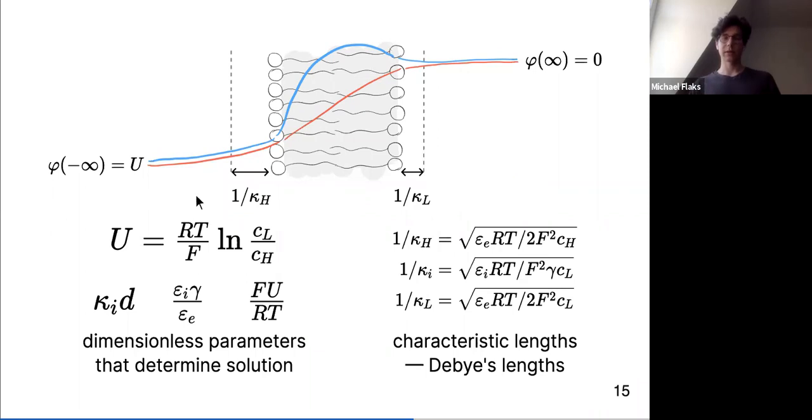However, we were able to identify three parameters which specify the case we need to consider. Those parameters are the ratio of the Debye length inside the membrane to the thickness of the membrane D, a parameter that is a combination of the dielectric constants, and the parameter gamma. It reminded me that I didn't explain what gamma is, so allow me to return to the previous slide.